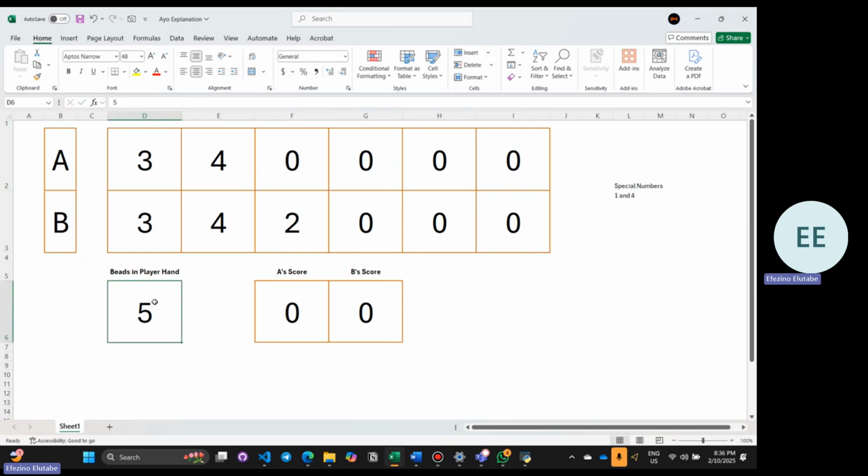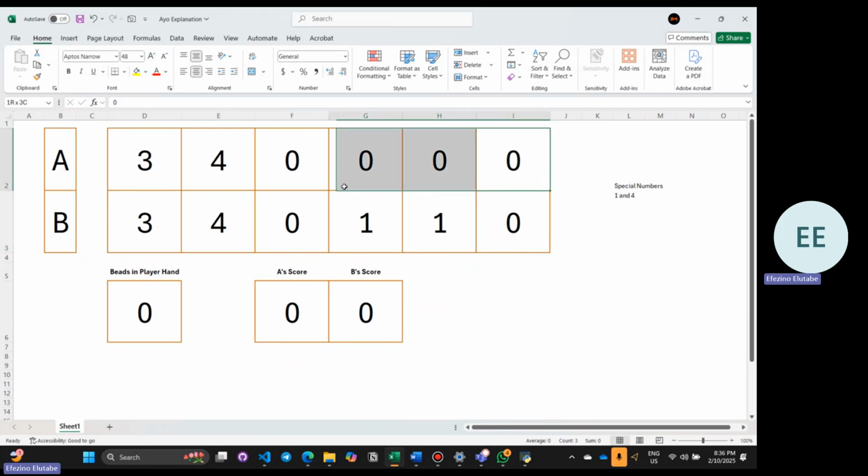And it's done distributing. But did he stop at a special number? No. So he collects it and distributes them again over the next 2 cells since he collected 2. So 1, 1, and it's done distributing. Did he stop at a special number? Yes, he stopped at a special number. So his turn is done. And the special number he stopped on is not 4, so he's not collecting any points.